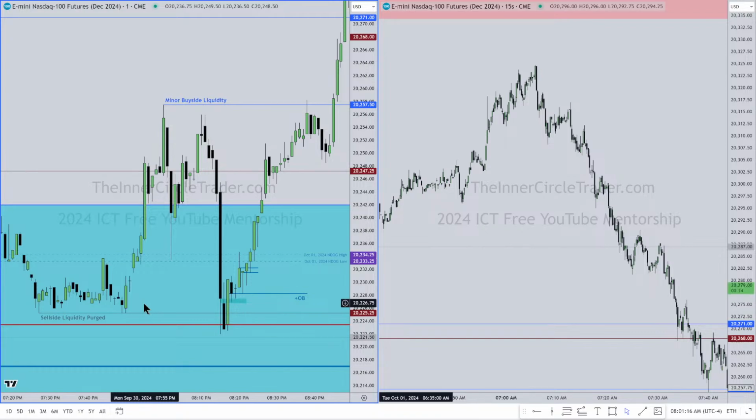Once I posted that I was interested in 20,287 buy side NQ, I was waiting for the market to give me something to run on. So that means I have to wait for the manipulation. And this was it. They create these relative equal highs and they drive it down aggressively.